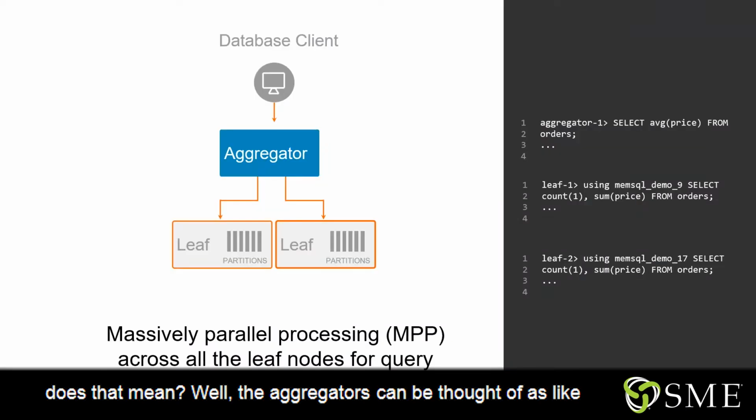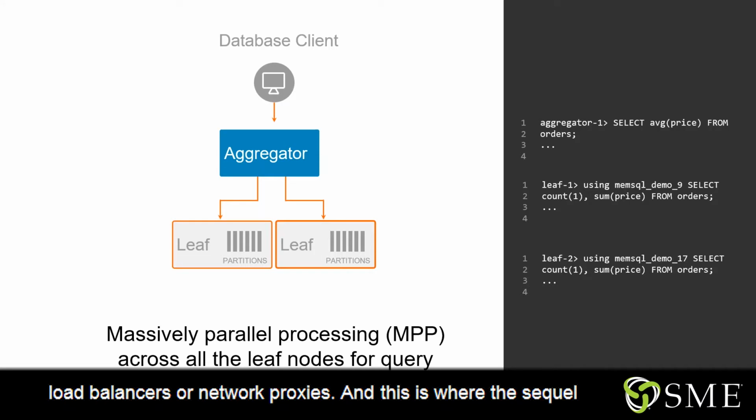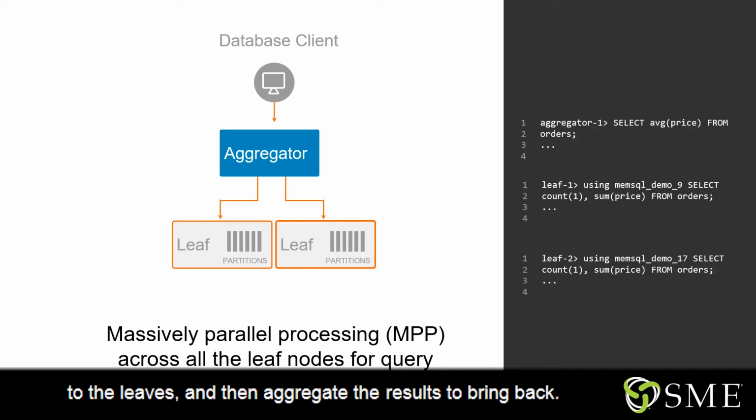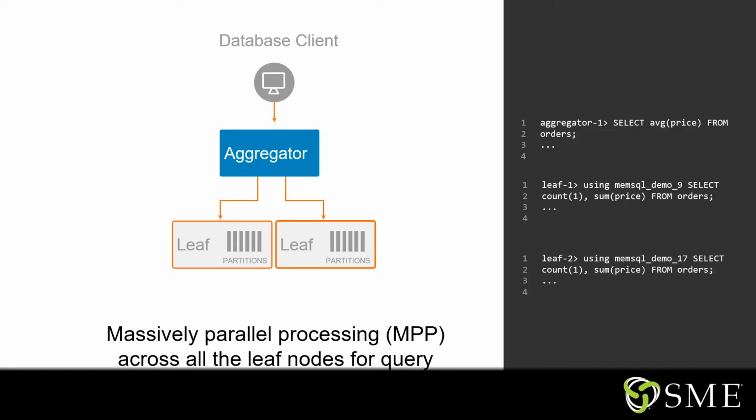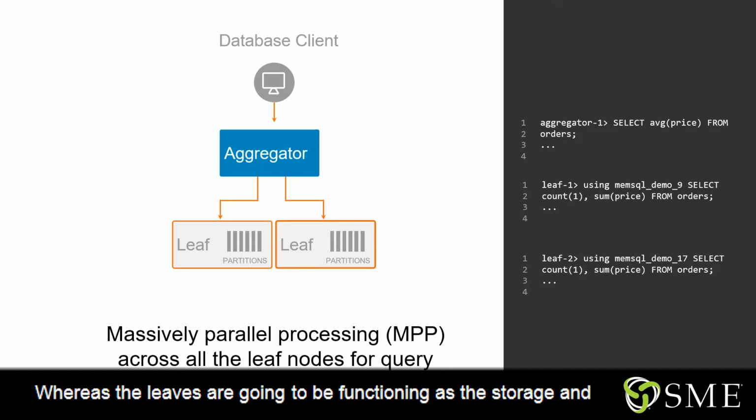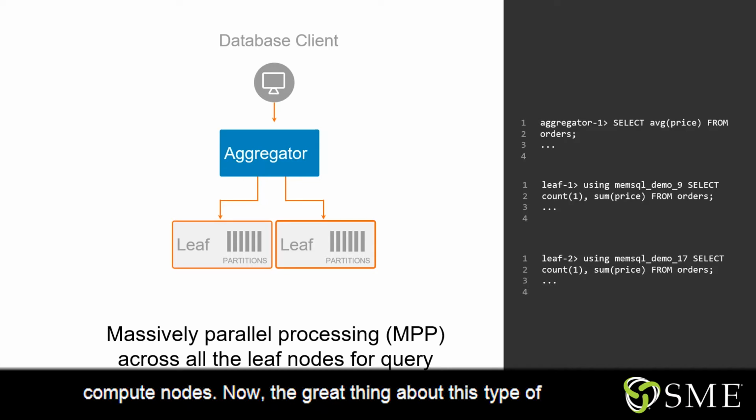Well, the aggregators can be thought of as like load balancers or network proxies. And this is where the SQL clients interact with the cluster and they send the queries down to the leaves and then aggregate the results to bring back. Whereas the leaves are going to be functioning as the storage and compute nodes.